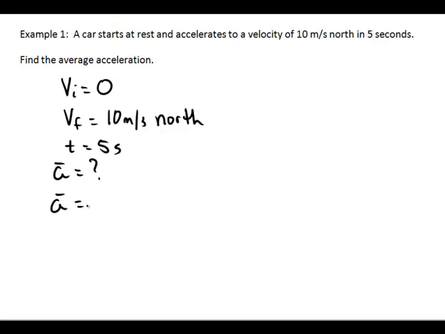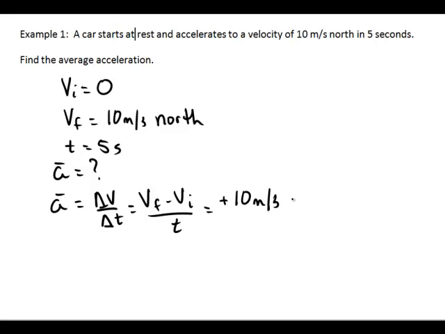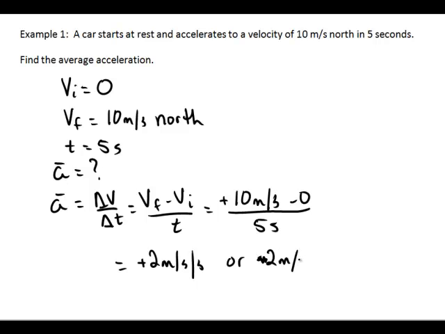So we know by definition that our average acceleration is the change in velocity over change in time, or v final minus v initial over t. Now we're going to define the positive direction to be north, so we just have the final velocity is plus 10 meters per second minus 0 over 5 seconds. So we get plus 2 meters per second squared north.